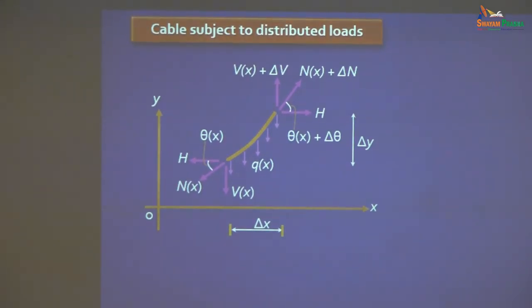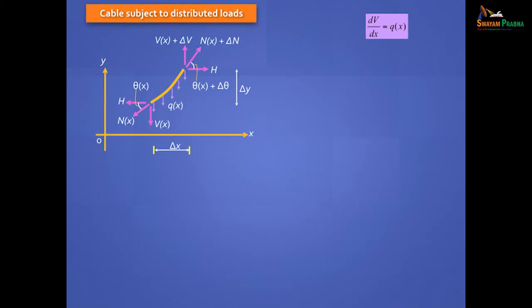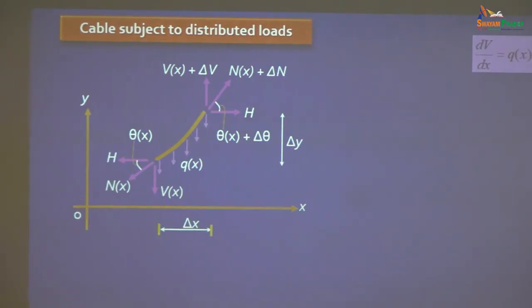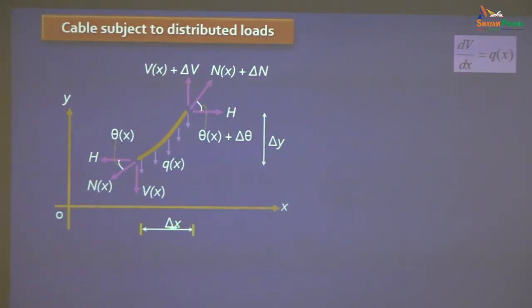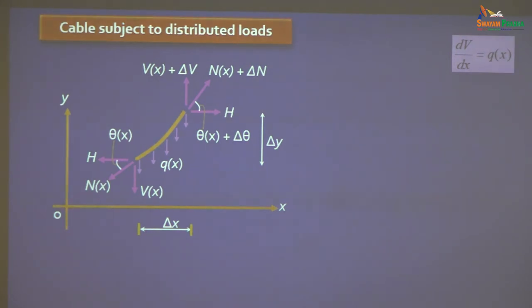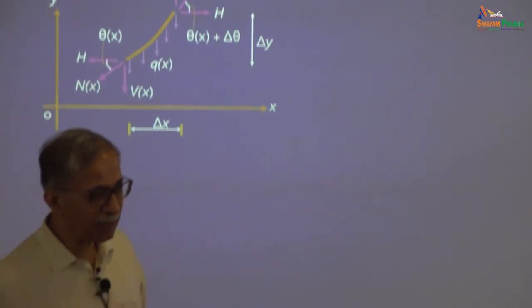Now you can write the equation of equilibrium. Very simple. First thing you say, sigma Fy equal to 0. You will find that H will cancel. This delta V is equal to q into delta x. Right? And if you take delta x to the limit, you can say dV by dx is equal to q of x. Right? Which is the same equation you get in a beam, except that in a beam we put S. We don't put V.